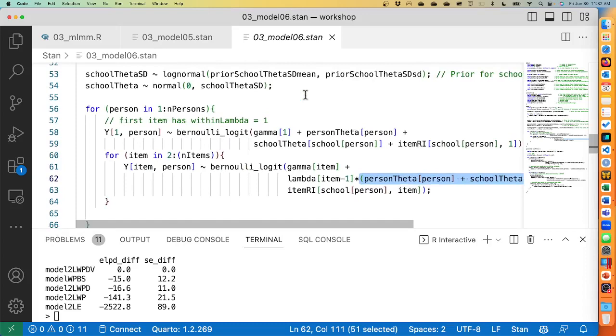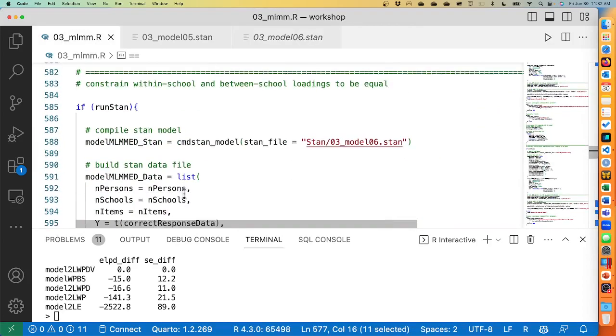Nothing else really is different from this. All the other code is basically the same. So I'm just going to flip to the results.